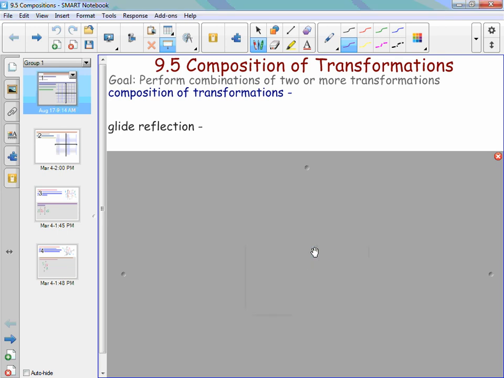Today's topic is section 9.5, composition of transformations. Our goal is to perform combinations of two or more transformations. Our first definition of today is composition of transformations, which simply means two or more transformations.